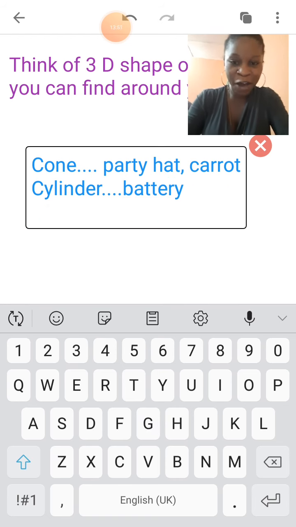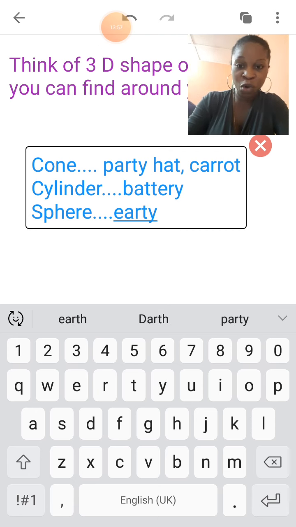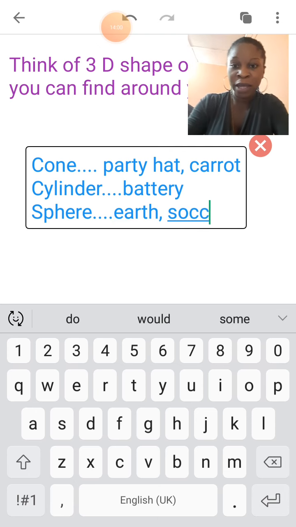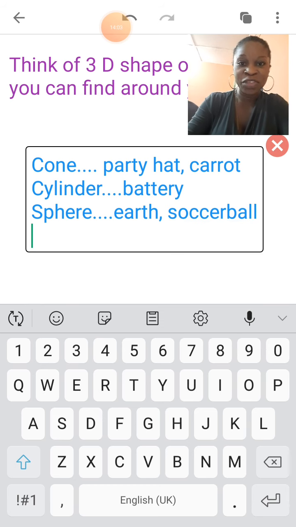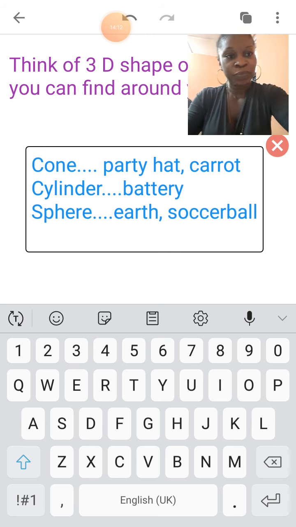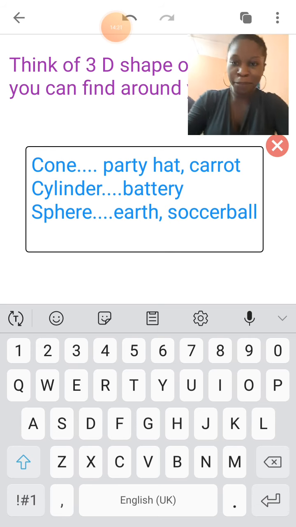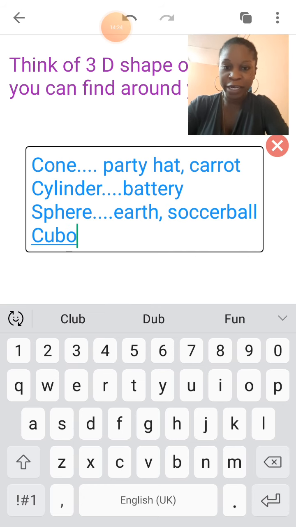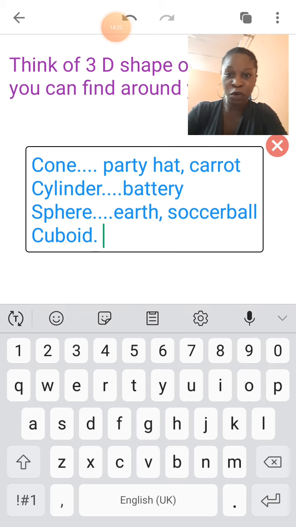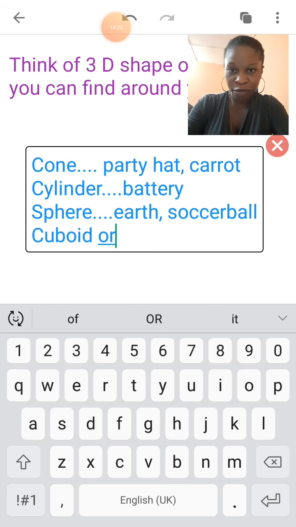We can also have, as I've already talked about, the sphere. I gave the example of the earth. Also, I talked about a soccer ball. There are lots of things also. You just need to think deep and look around. Let me give you one more. What's on my table again? Yes, I have a matchbox. A matchbox is a 3D shape. Now my matchbox will be a cuboid, and I said another name for cuboid is what?